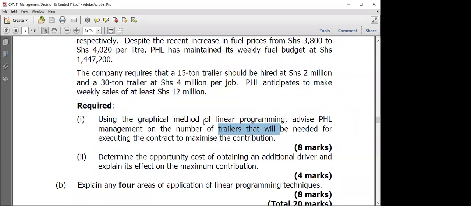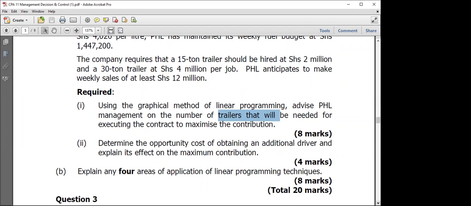And this is why I say that your knowledge from paper two is very important here. Of course, we build on the linear programming that you studied, but it's basically similar principles here. So if you're good at linear programming, this should be much easier. Yeah, even this question here: opportunity cost of obtaining additional driver, and explain its maximum contribution. This was all about linear programming, four areas of application of linear programming.